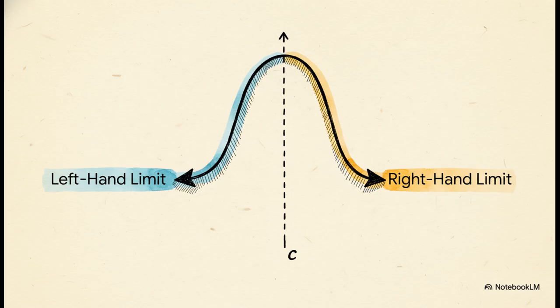Okay, but here's a really crucial detail. The direction you come from matters a lot. We can sneak up on our target c from the left side, using numbers that are just a little bit smaller. Or we can come in from the right, using numbers that are just a tiny bit bigger. We call these one-sided limits, and they are absolutely critical for what comes next.